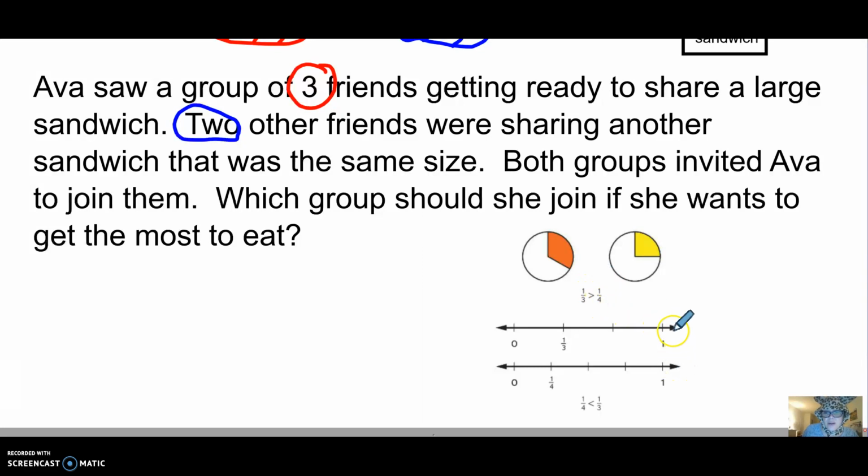We can also see this on our number lines. Both number lines have the same one whole. That is the distance between 0 and 1. My first number line is divided into 3 equal parts. My second number line is divided into 4 equal parts. 1/3 is plotted on this number line and 1/4 is plotted on this number line. I can see 1/3 is closer to my 1/2 than 1/4 is. So I can say that 1/4 is less than 1/3.